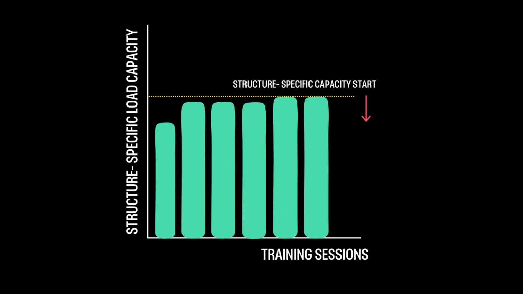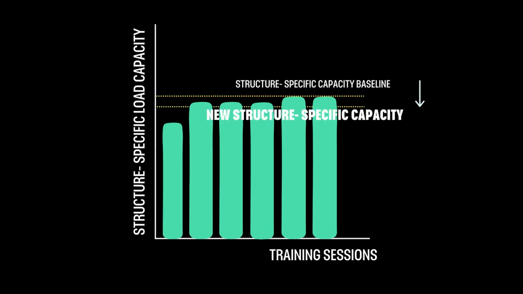With lots of training and with inadequate rest, the capacity of particular structures in the body can actually decrease from its start point. So as fatigue accumulates from a lot of high intensity training or high volume training, you actually end up with a new structure-specific capacity. So what this means is that maybe over time, the tendons become more fatigued and they're more stressed, so the capacity of those tendons is going to decrease. The same can happen for the bones.